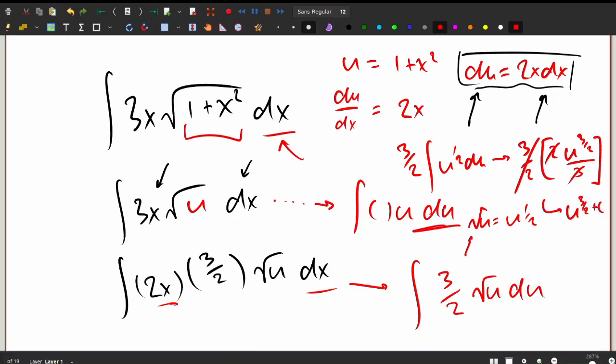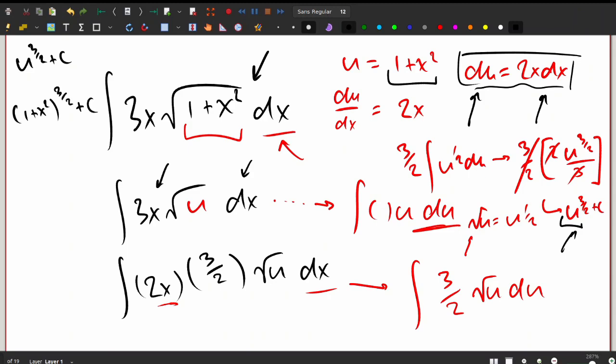This 3 over 2 is going to cancel out with this 2/3, leaving me with u to the 3 over 2 plus c. However, I'm not done yet, because I started the integral in terms of x, and now I've solved it in terms of u. I still need to go back and replace every instance of u with u in terms of x. So what I have is u to the 3 over 2 plus c. I'm going to replace this with 1 plus x squared to the 3 over 2 plus c.